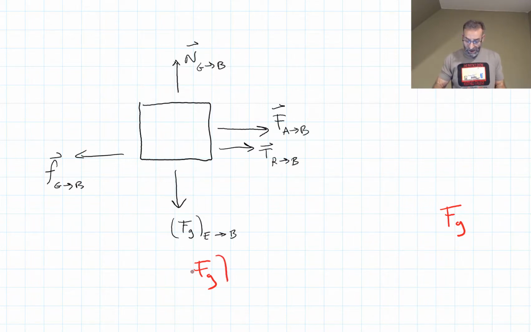So I would put an F sub G1 and an F sub G2, something like that, some different subscript so I know they're different. But we'll deal with that when we get a more complicated free body diagram. For now, we have every force acting on the block represented in this free body diagram.